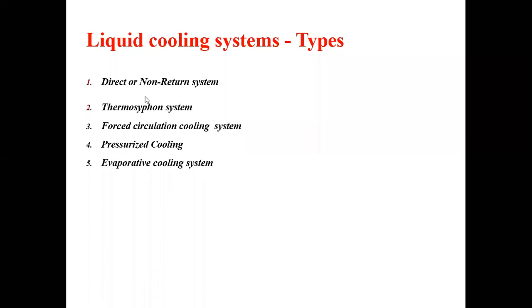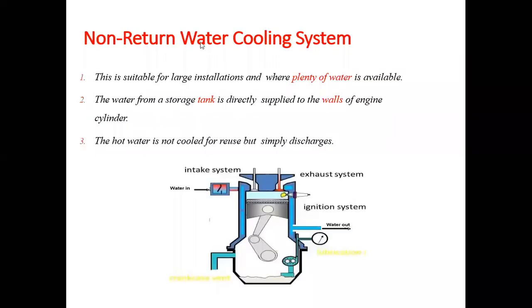The first type of system that we have to study is the non-return outlet cooling system, which is also called a direct cooling system. In this system, a cooling jacket is provided surrounding the engine cylinder. This type of system is generally used where plenty of water is available. Water from the water tank is directly supplied to this cooling jacket. Here we can see the cooling jacket.